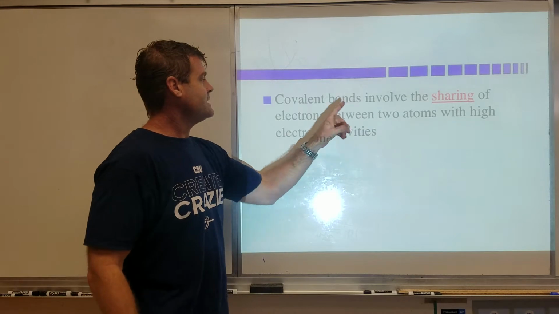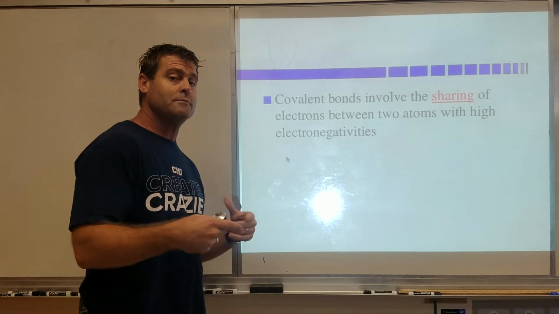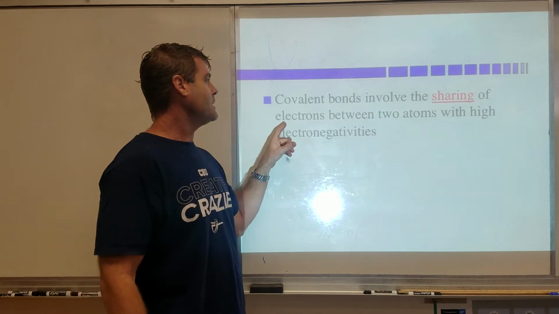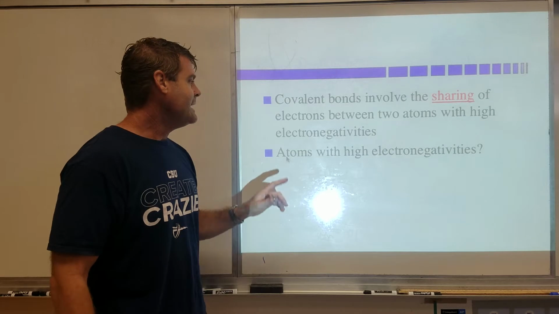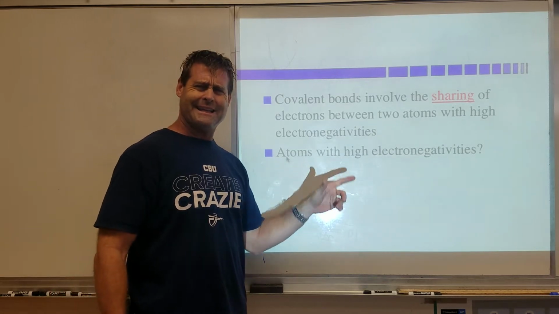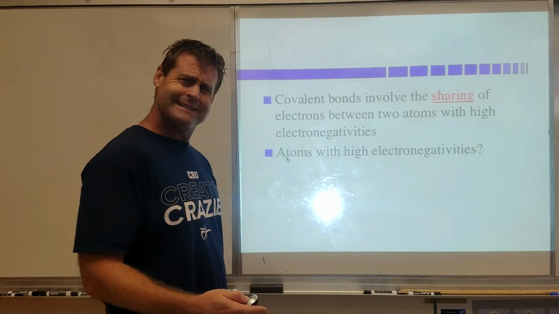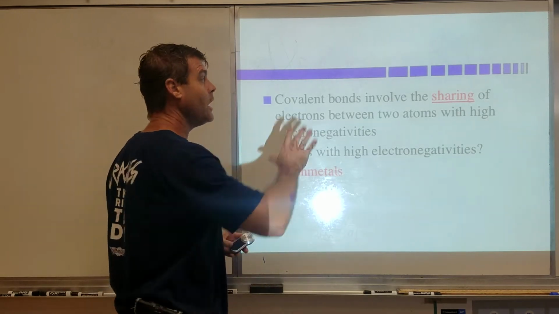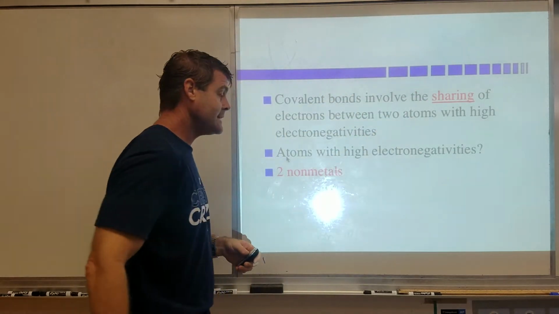Okay, so notice this. This is the definition. Covalent bonds involve the sharing. Remember, ionic bond was a transfer between metal and nonmetal. Covalent bond is the sharing of electrons between two atoms with high electronegativity. And we're saying atoms with high electronegativity? What kind of atoms are we talking about again, guys? That's right. We're talking about nonmetals on the right side of the periodic table. I'm kind of going like if our periodic table's right here, the right side of that periodic table.